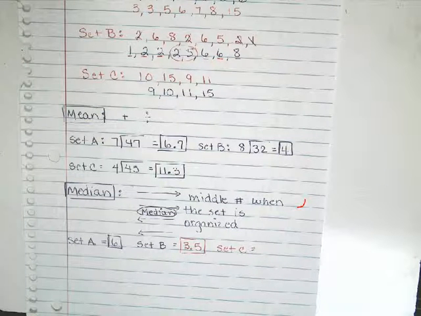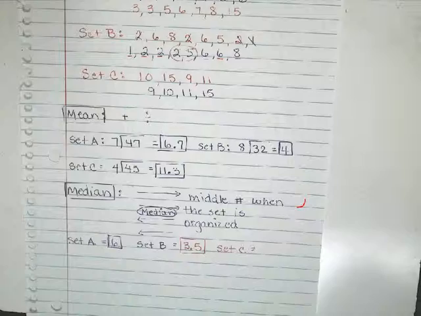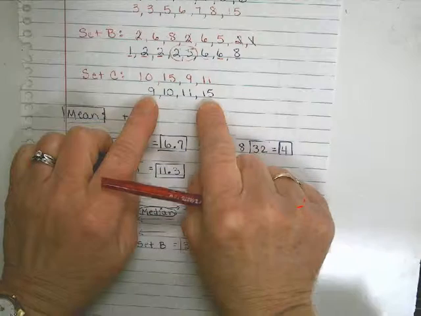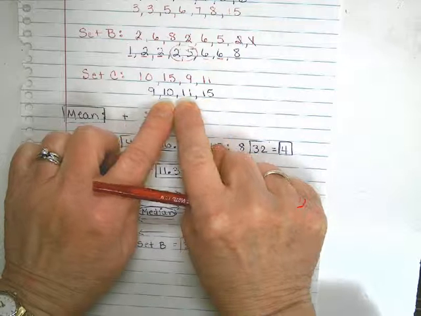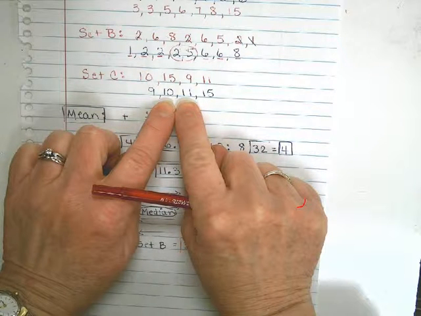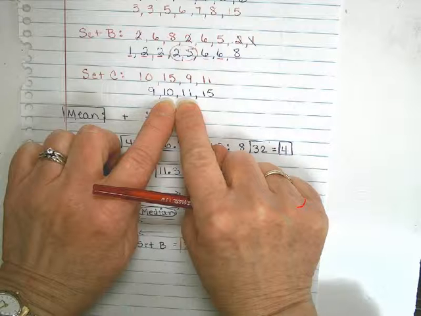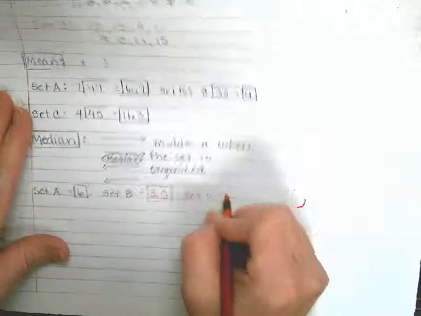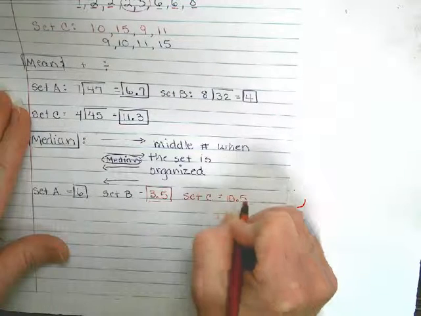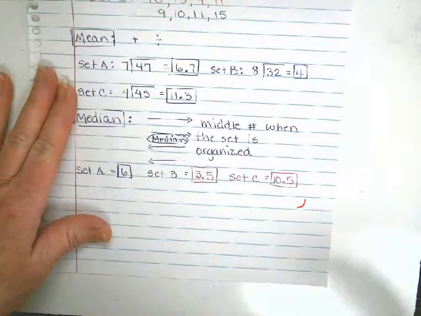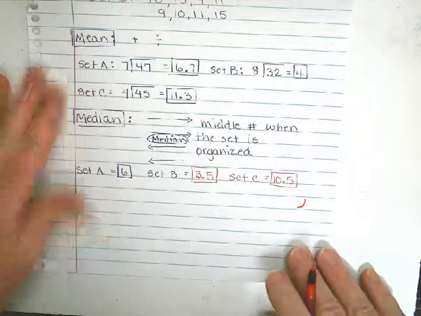Braden, we're on set C. Okay. What was that? Ooh, no, 15 and 9 are on the outside. We're working into the middle. 10 and 11. Well, I can't have two numbers, but what is smack dab in between 10 and 11? 10 and a half. So for set C, my median would be 10.5. And yes, I could write 10 and a half. I think we maybe do it as a decimal. Median. Okay?